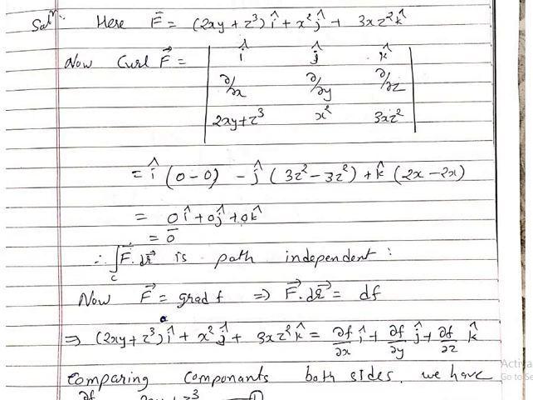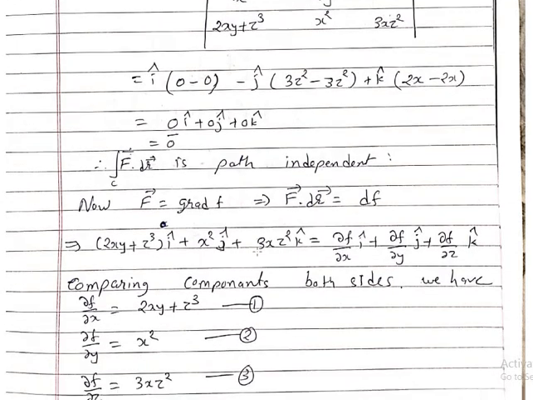So you have 0i plus 0j plus 0k, that means curl F is the zero vector, and that's why the integration of F dot dr is path independent.